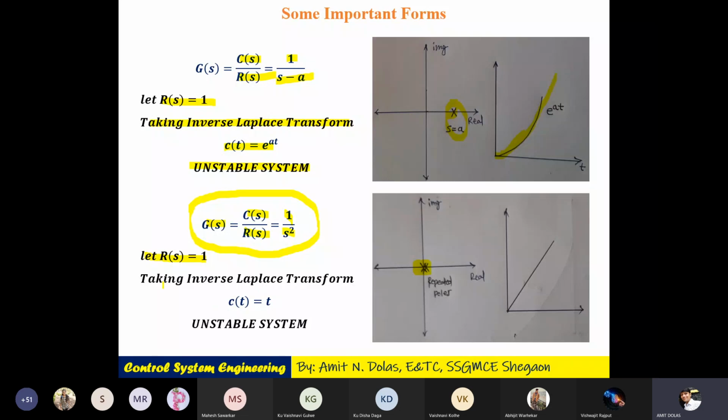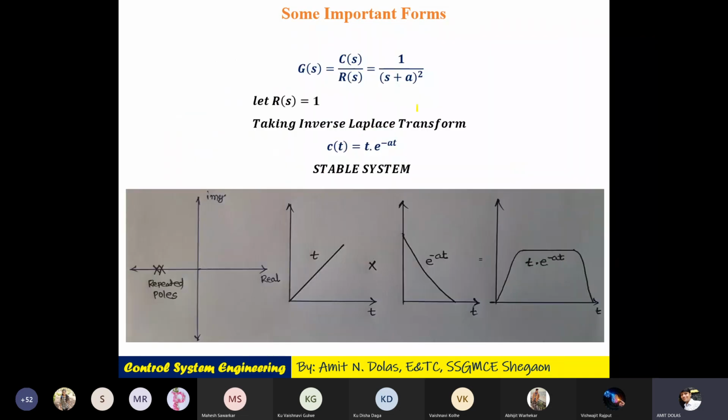And if we go for the inverse Laplace transform of 1 upon s square, it will be equal to t. So you can see the response. It is a ramp, a slope going towards infinity. So of course it is unbounded, so it is unstable. These two examples are for unstable systems.